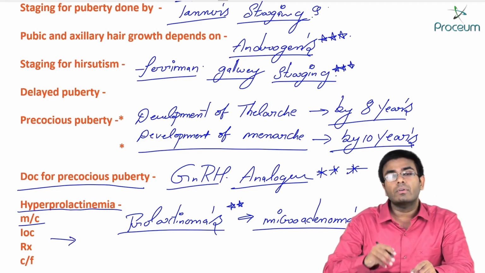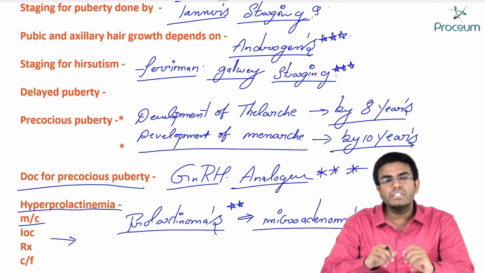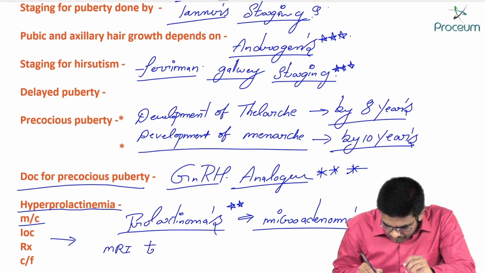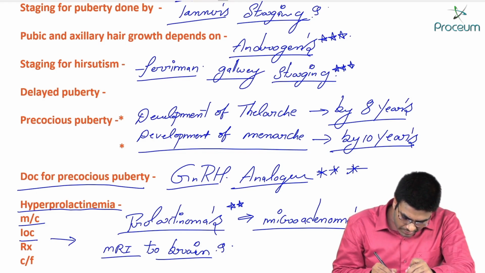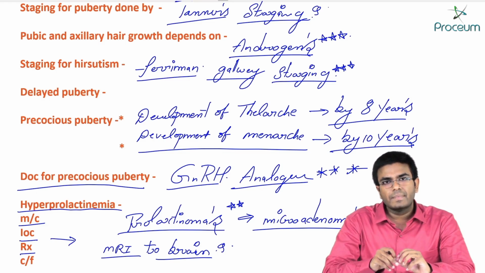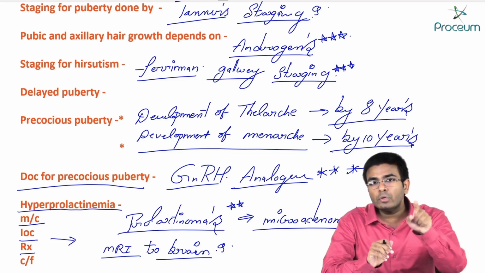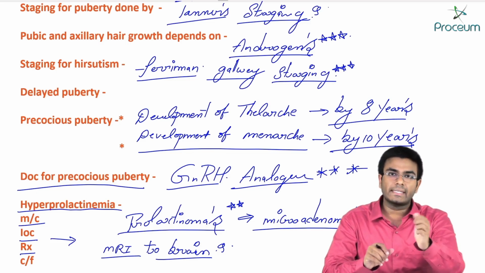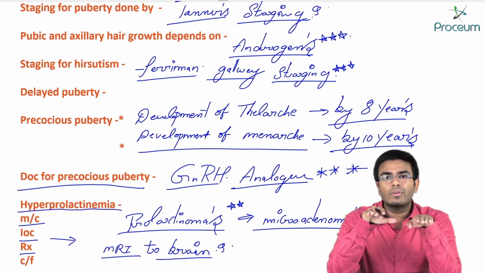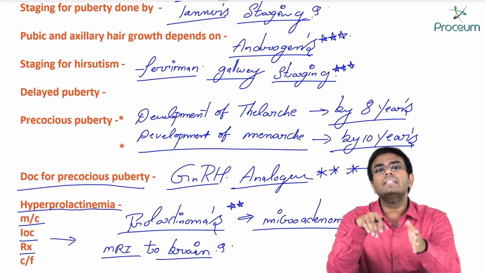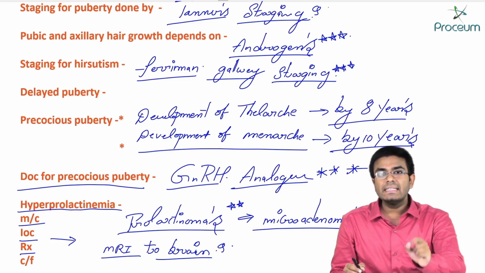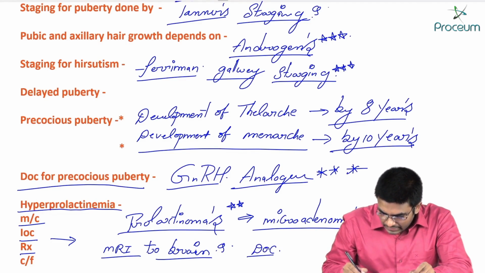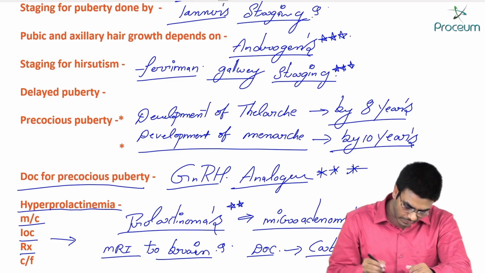Now, investigation of choice. If you want to find out that there is a prolactinoma in the anterior pituitary, then the investigation of choice is MRI brain. Now, after investigation, what is the treatment? If a female has hyperprolactinemia, meaning too much prolactin, then we have to give drugs which act against prolactin. Guys, physiologically speaking, what is the hormone which antagonizes prolactin, or inhibits the production of prolactin, in a normal female? That is dopamine. So we will give a dopamine agonist, that is cabergoline. So the drug of choice for treatment is cabergoline, the dopamine agonist. Okay, clinical features.